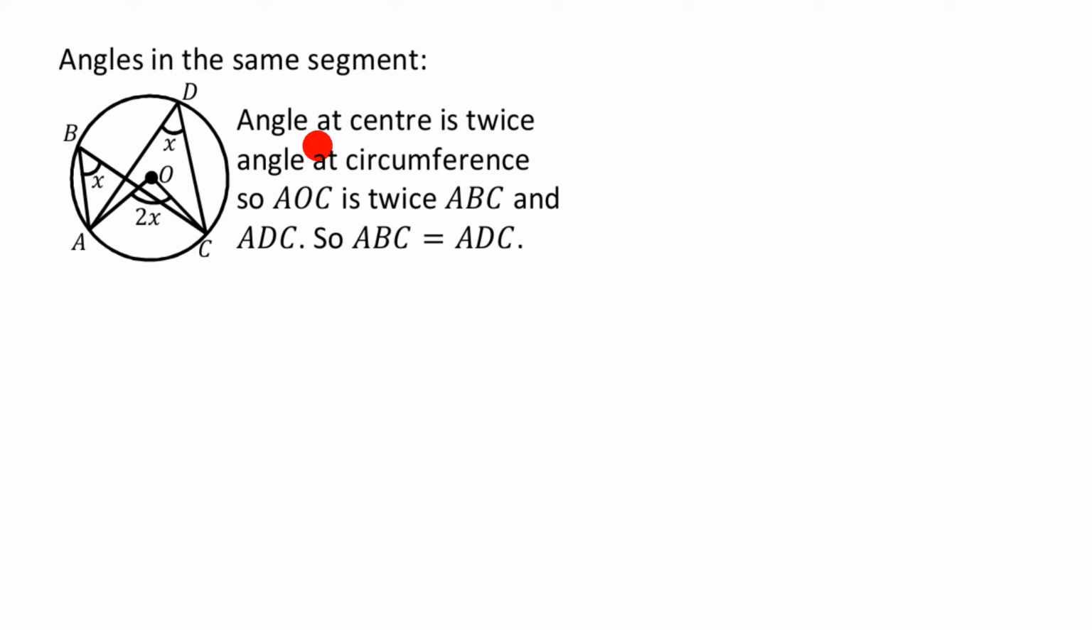Angle at the center is twice the angle at circumference, so AOC, which is this angle, is twice ABC, which is that one, and also twice this one. So these two are equal. That's quite a slick way of saying it. It's basically saying this angle is twice this one and that one, therefore they're both the same angle.